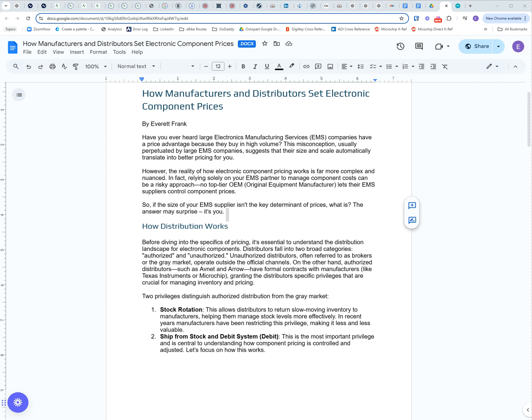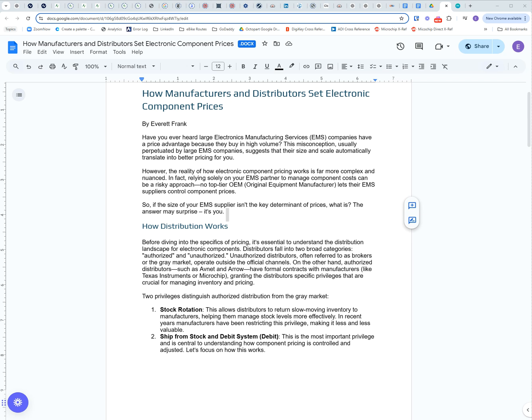So if the size of an EMS supplier or distributor isn't a key determinant of prices, what is? And the answer may surprise you. It's you. You're the most important element. So to explain that, let's talk about how distribution works. It's important to just understand the landscape first.